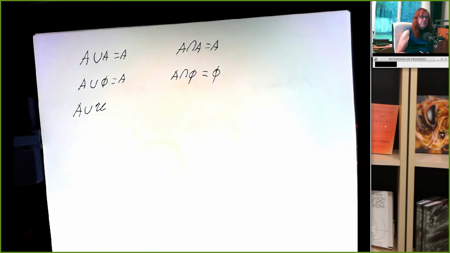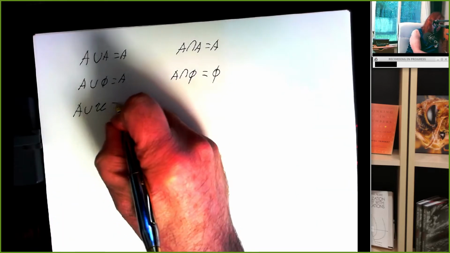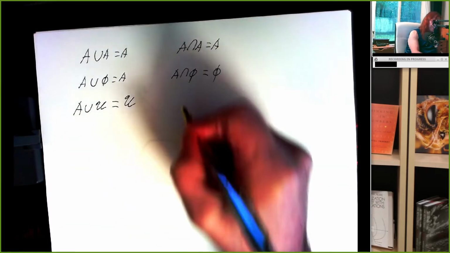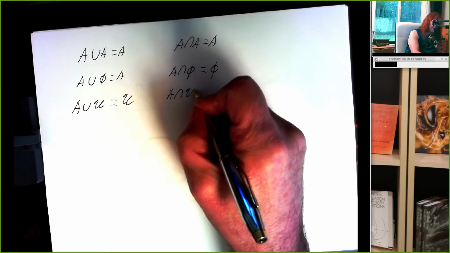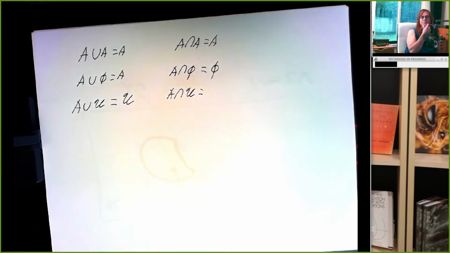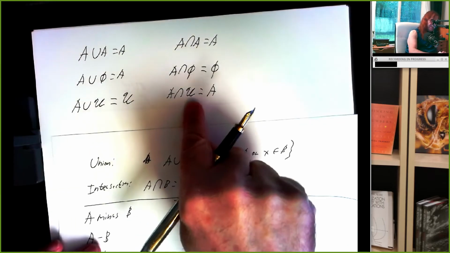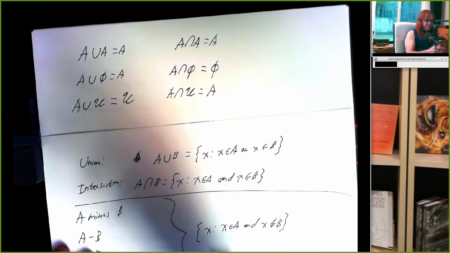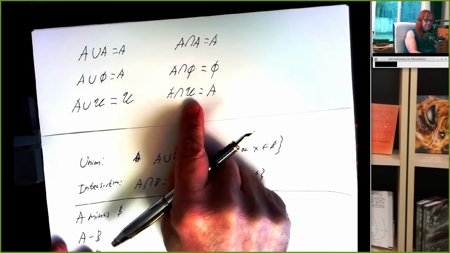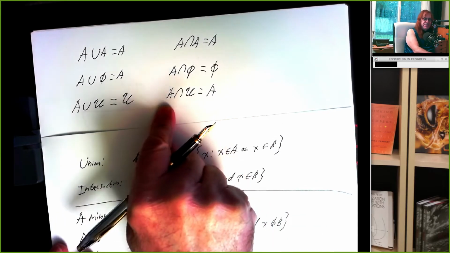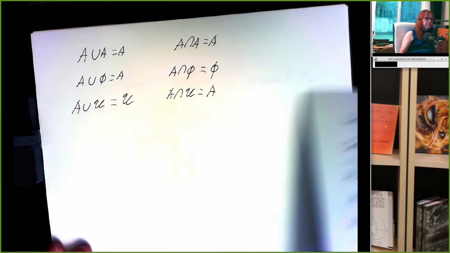Now if we take A and we union it with the entire universe, what do we end up with? The universe? The entire universe. And if we take A and we intersect it with the universe, you just get A back. Because this is the set of things that are in A and also in the universe. Well, if we pick something in A, we know it's in the universe. So that's going to be in the intersection. And if we pick something that's not in A, it can't be in the intersection because it's not in A. So this is going to be exactly A.